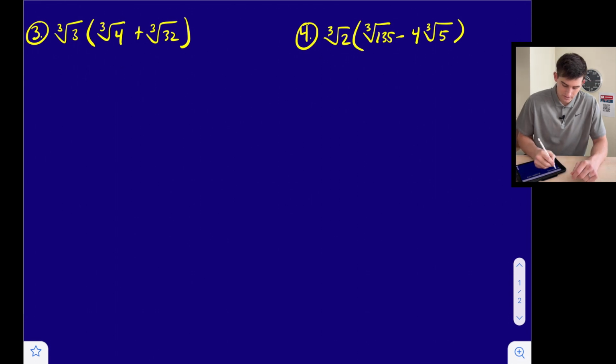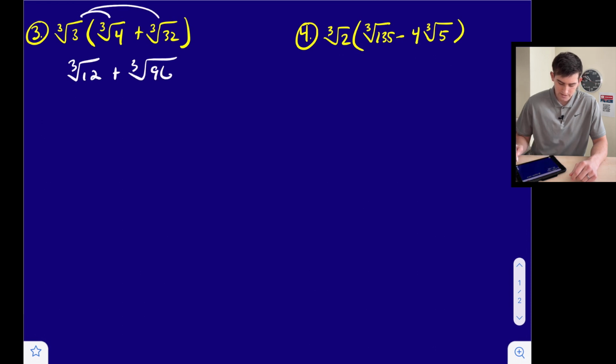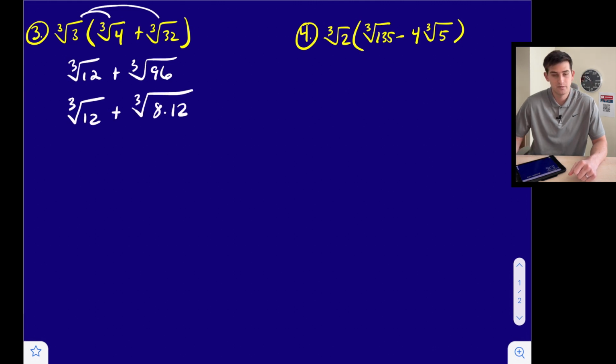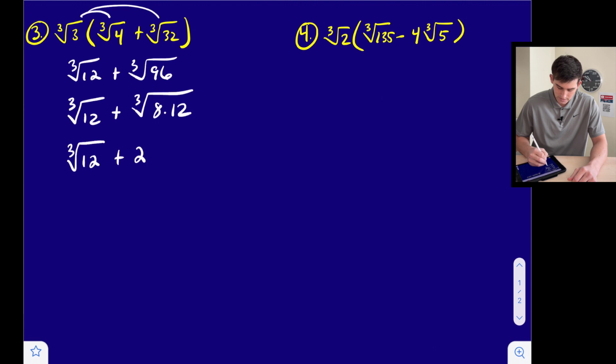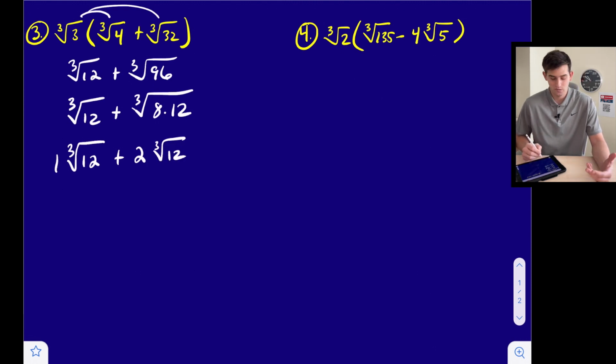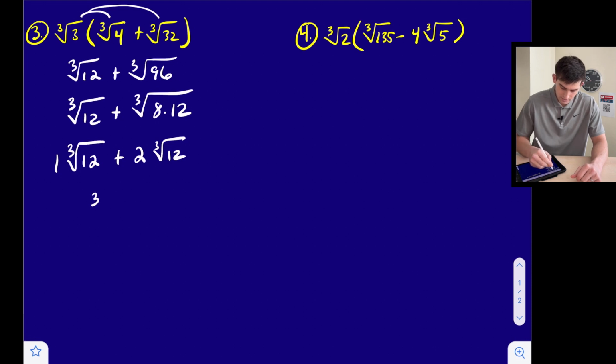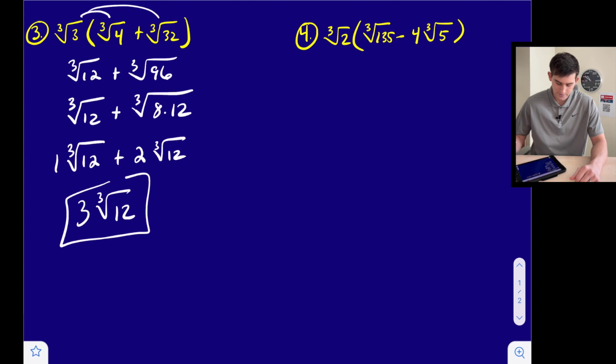Okay, so here let's just go ahead and distribute. So this would be the cube root of 12 plus the cube root of 32 times 3, so 96. And now let's break this down, the cube root of 12 plus, and 96 we can do 8 times 12, because the cube root of 8 we could pull out as a perfect cube. So now we have the cube root of 12 plus 2 times the cube root of 12. And now we can add these together. This would be like 1 plus 2. So this would be 3 times the cube root of 12 as our final answer.